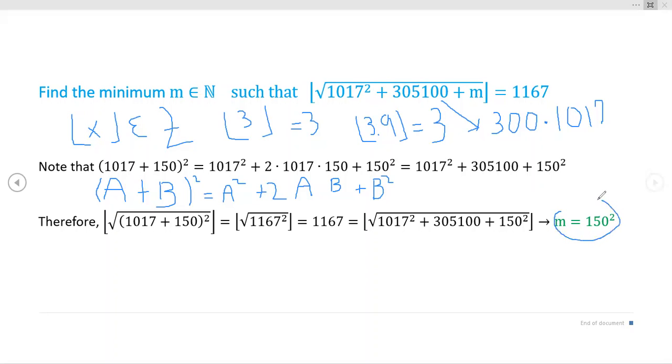You'll notice you couldn't go any lower, right? If you went any lower, like if this were 149, it would knock it down to the floor level of 1166. Just by looking at this, if 150 was any smaller, this would be smaller than the square root of 1167 squared, and your floor would have to be less than 1167. So it's clear that this is the minimum value.